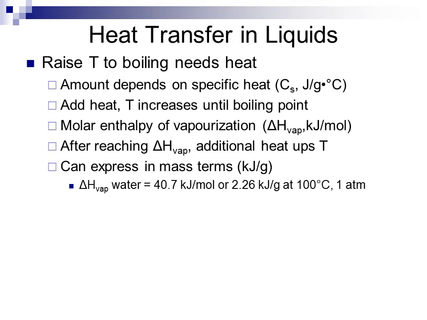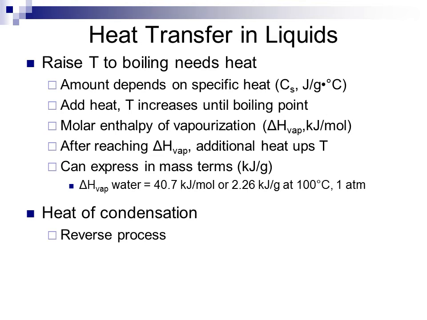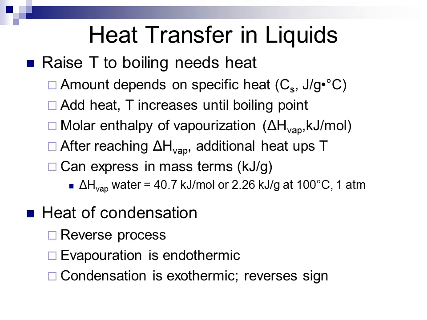For example, the molar heat of vaporization of water is 40.7 kilojoules per mole, or 2.26 kilojoules per gram, at 100 degrees Celsius measured at 1 atmosphere pressure. The heat of condensation is the opposite of the heat of vaporization. It is the amount of energy that needs to be given off rather than absorbed in order to condense a substance. So since it reverses the process, while evaporation is endothermic, having to take in energy, condensation is exothermic.